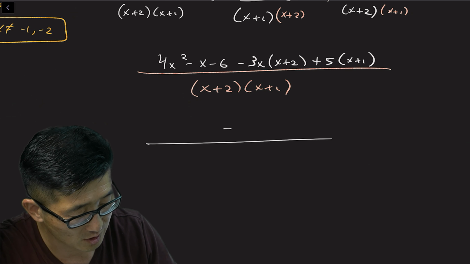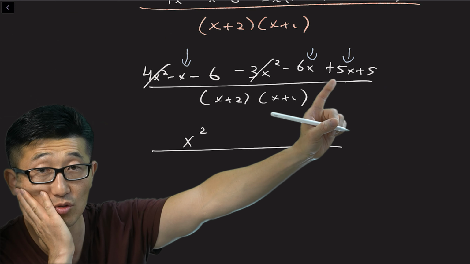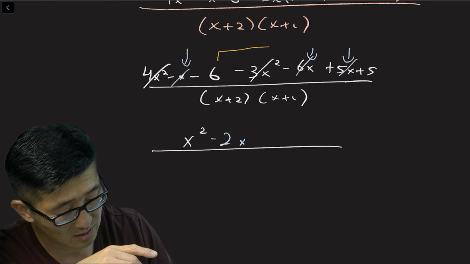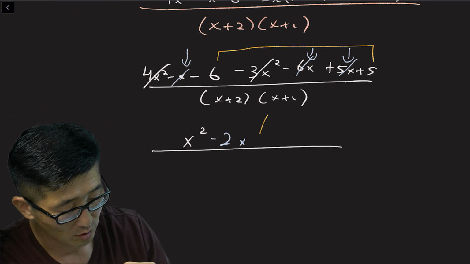What do we have here? We have an x right here, an x right there, an x right there. So I'll do these two first. Negative 6x plus 5x produces a negative x. Negative x combined with this negative x becomes negative 2x. And once I finish those, I cross those out. What do I have? I have a 6, a negative 6, and a 5, which adds up to negative 1.